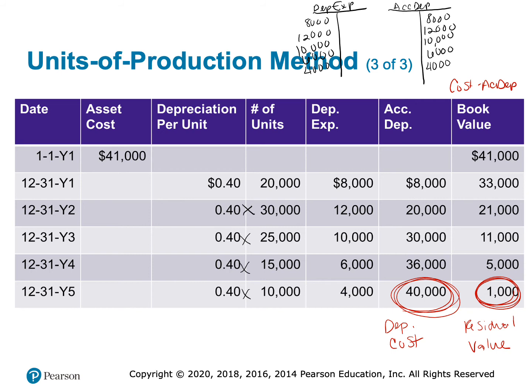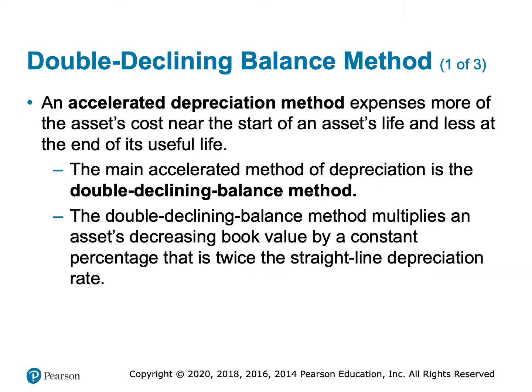And if you were to add it up, the total of the depreciation expenses would still be 40,000. So we're still depreciating the same amount over time, but it's different every year.